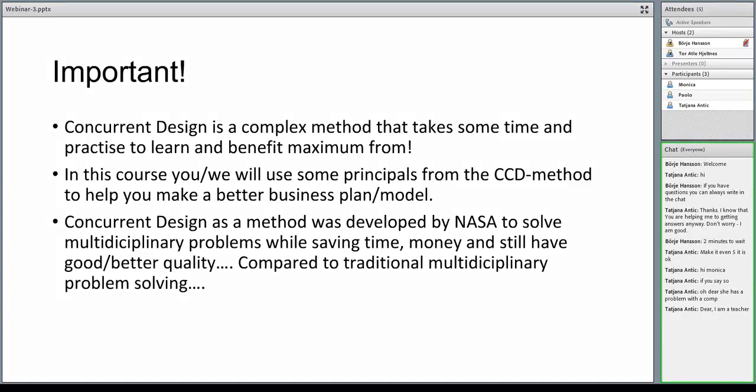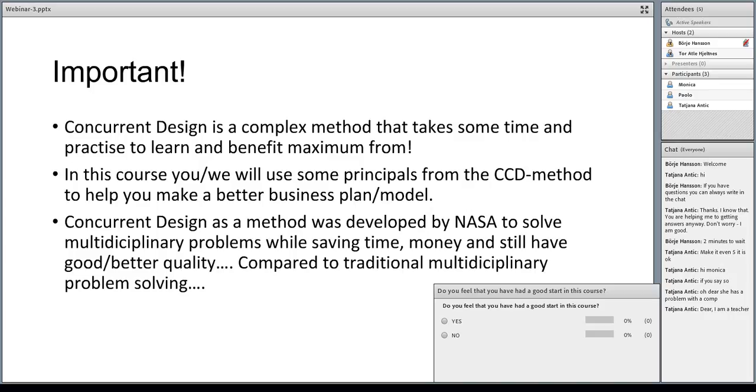And what we have seen through the years, and I think many of you have experienced, is that sometimes when people are solving a multidisciplinary problem, things get out of focus, it's very time consuming, and often we don't get the result we want. That's the reason why we will use some of the concurrent design principles to help you go in the right direction, realizing the final product that you want to achieve.